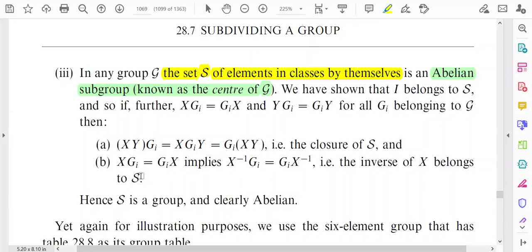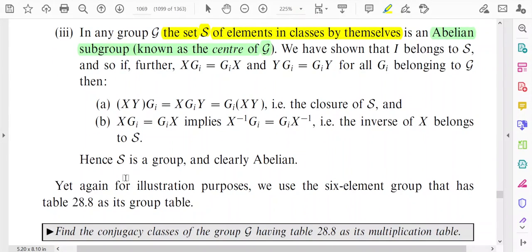Now another thing is that suppose x into gi is equal to gi into x. So this implies x inverse into gi is equal to gi into x inverse. That is, we prove this relation from this relation. Now the inverse of x belongs to S, as this relation suggests. Assume the inverse of x is another element, suppose it is r, so r into gi is equal to gi into r. So r is also contained in the set of elements S. So the inverse exists. That means the set of elements S forms a group, and this group is an abelian group because commutation relations hold. That is why this particular group is an abelian group.